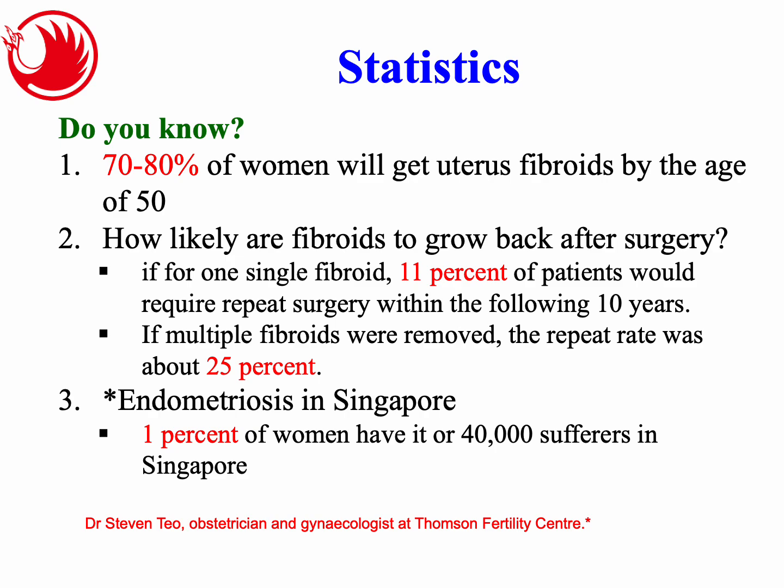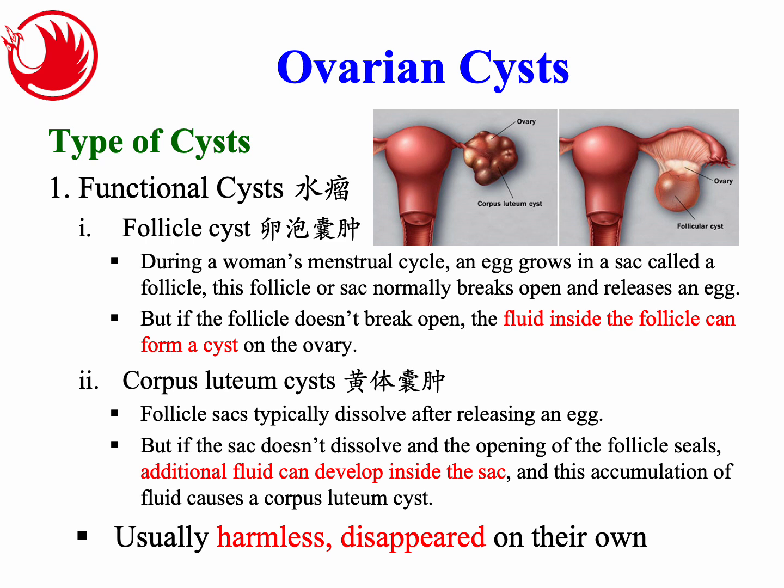Okay. So next we look at ovarian cysts. There are two types of functional cysts. Now we look at the functional cysts, which are follicle cyst and corpus luteum cyst.